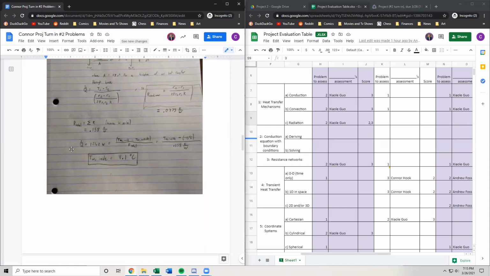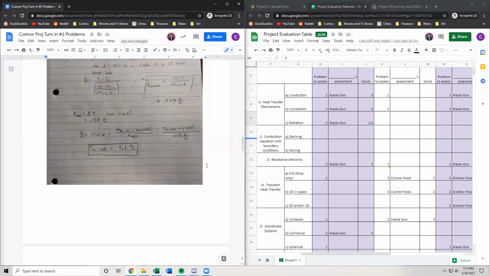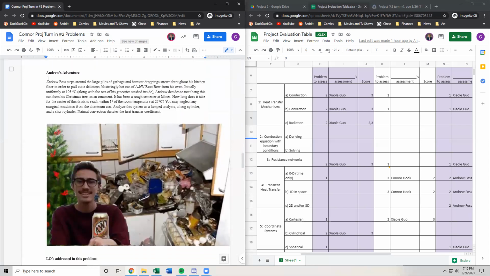So from this resistance model, and knowing that he's going to be burning about 2,500 calories in 24 hours, which works out to about 120 watts, we find that a reasonable indoor temperature for his igloo is around 4 degrees Celsius, which is pretty toasty.